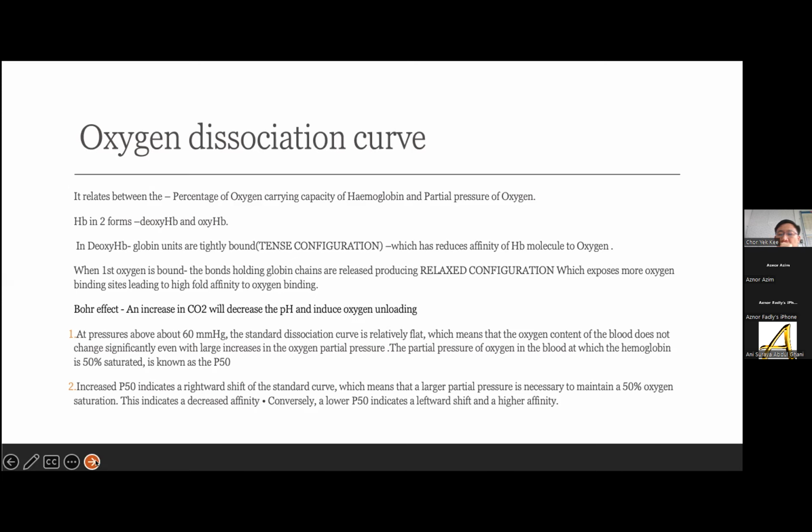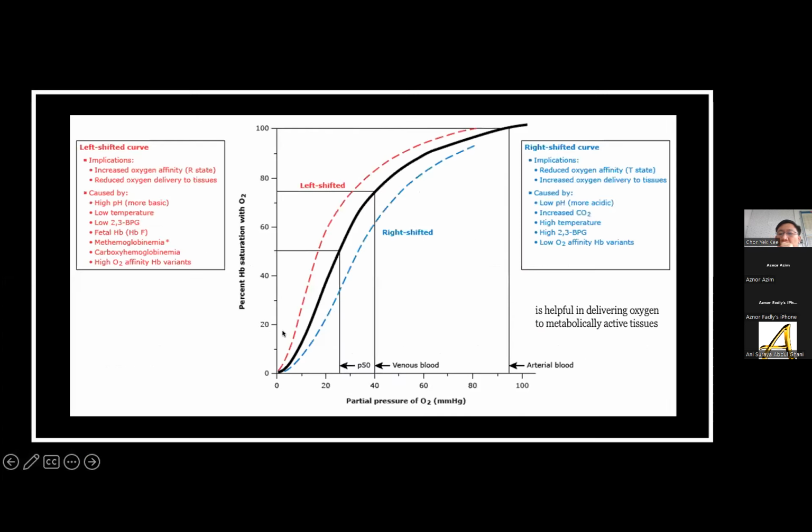So look at this oxygen hemoglobin dissociation curve. When you have a normal sigmoid curve, there are certain conditions that cause a right shift of the curve. For instance, high carbon dioxide, low pH, higher temperature, and also lower affinity of the Hb variants. These actually help to reduce the oxygen affinity and increase oxygen delivery to the tissue.